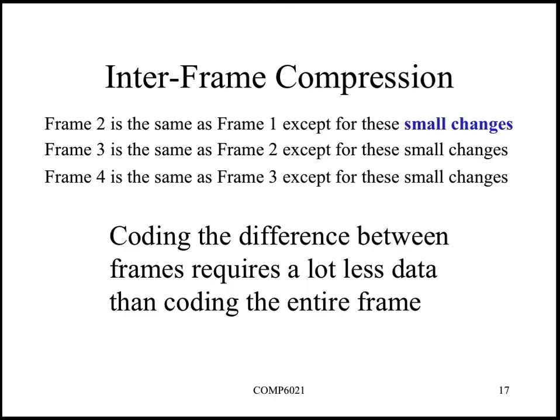So we're saying frame 2 is the same as frame 1, except for these small changes. Frame 3 is the same as frame 2, except for these small changes. Frame 4 is the same as frame 3, except for these small changes. And remember, at the scale of a 50th of a second, those changes are pretty small. Okay? And so coding the difference between frames requires a lot less data than coding the frames one at a time.